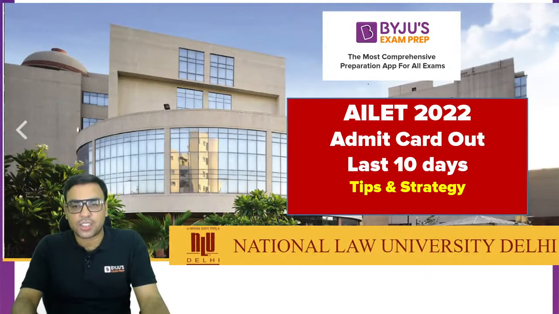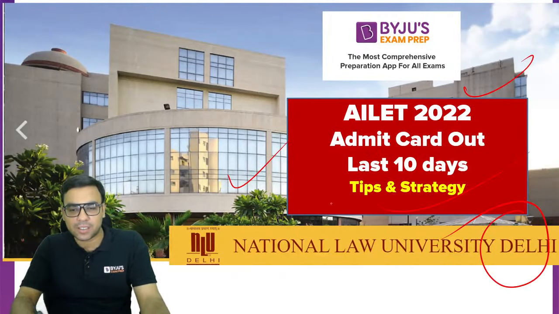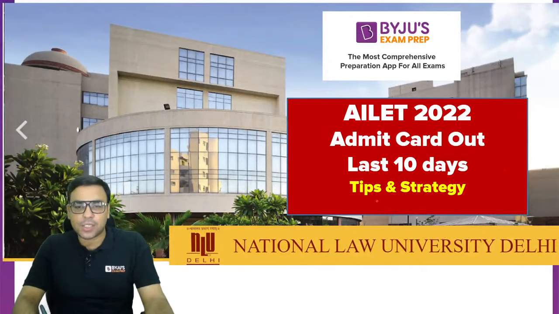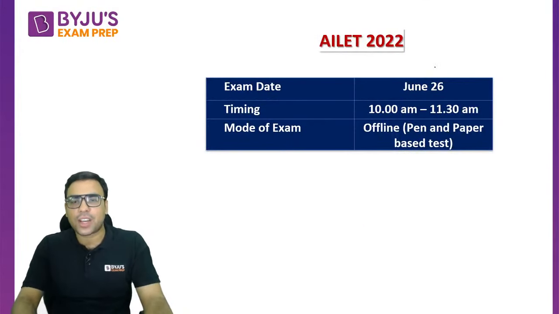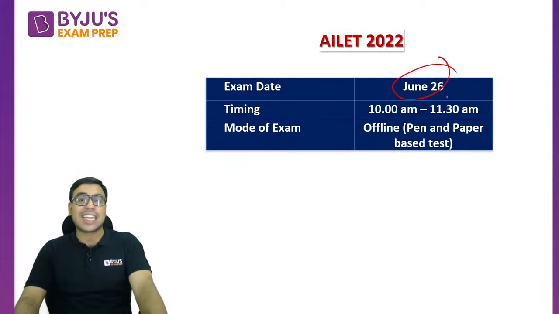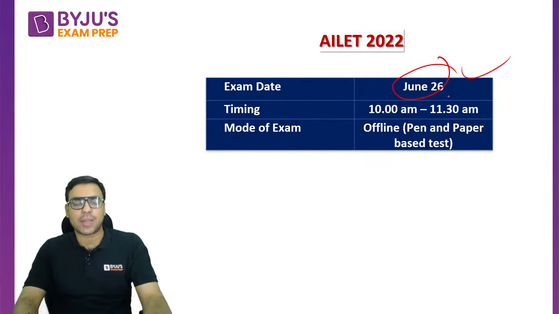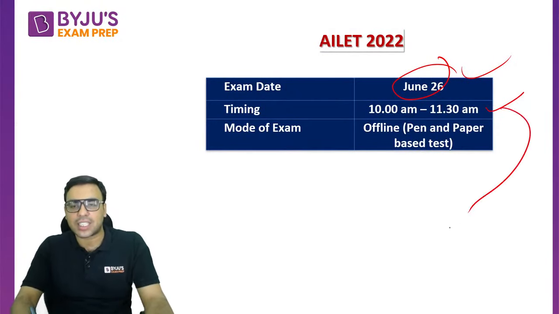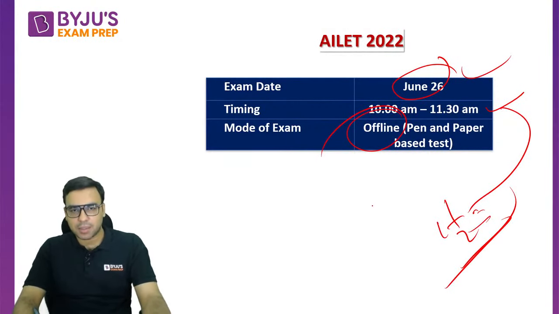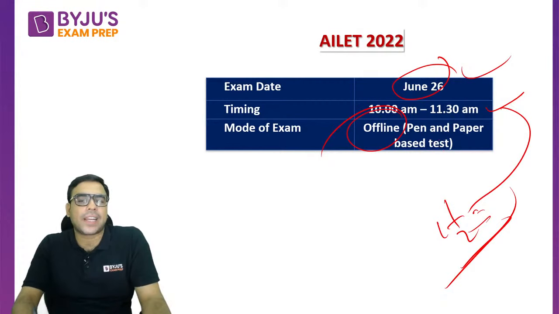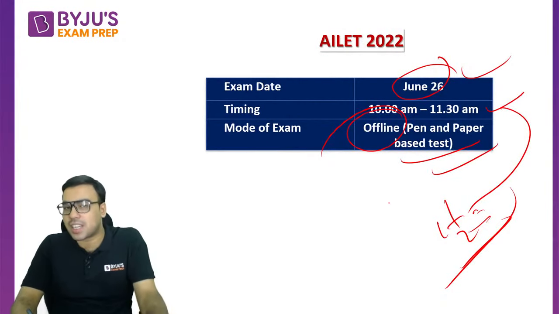So this is AILET 2022, and behind is the National Law University Delhi building. So yes, we'll be discussing how to download the admit card also. I hope you are aware 26th June is the D day, the date on which the examination will be held. The timing is from 10 to 11:30 a.m. in the morning, that is 1.5 hours. It is an offline examination, meaning you are supposed to take your pen and paper. It's a pen and paper based examination, right?